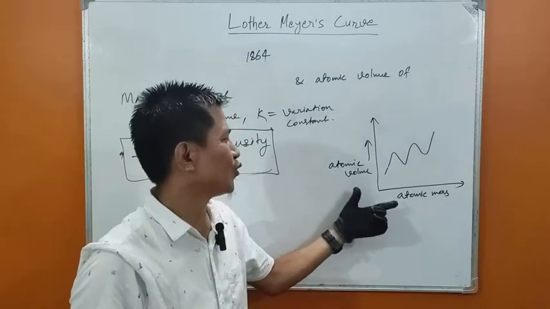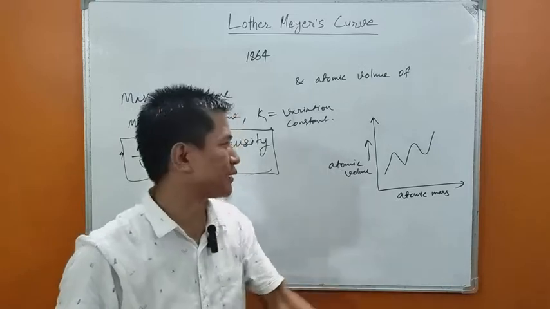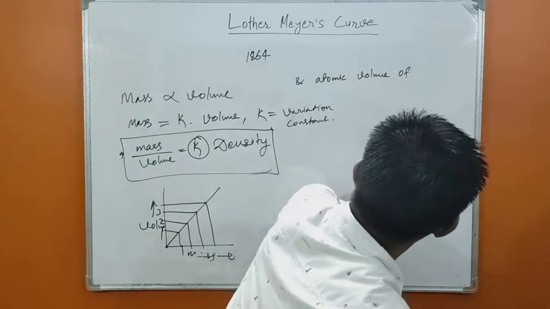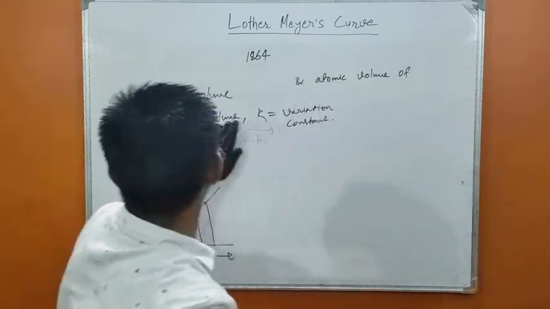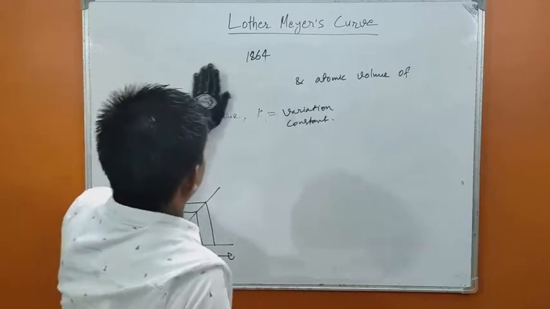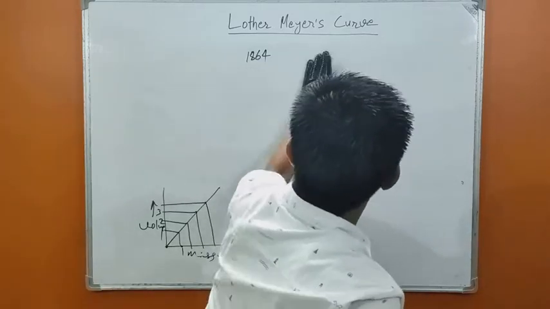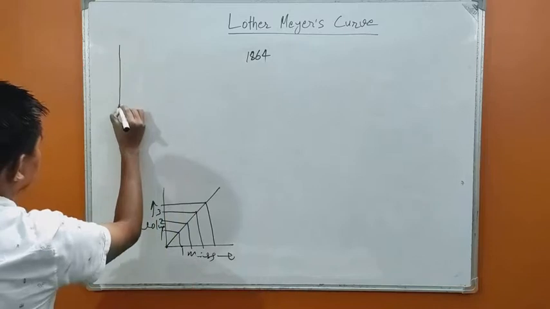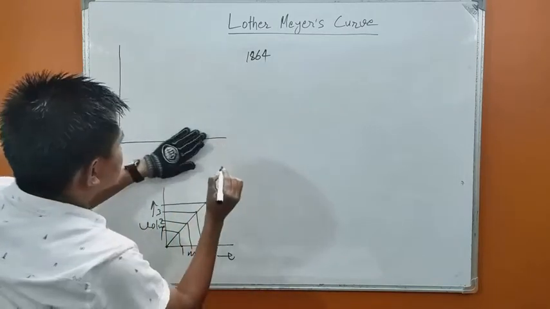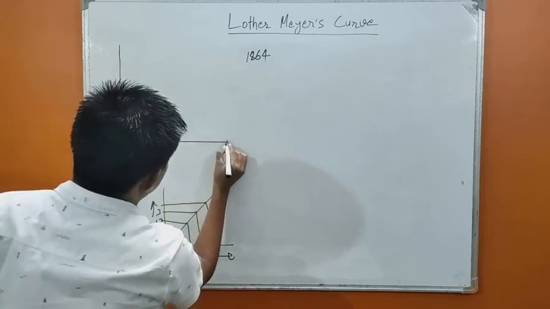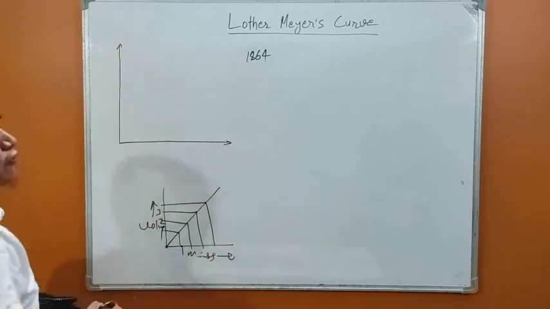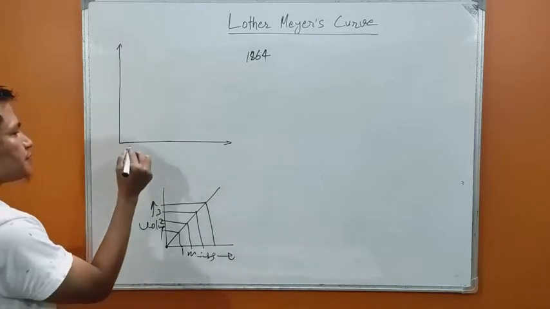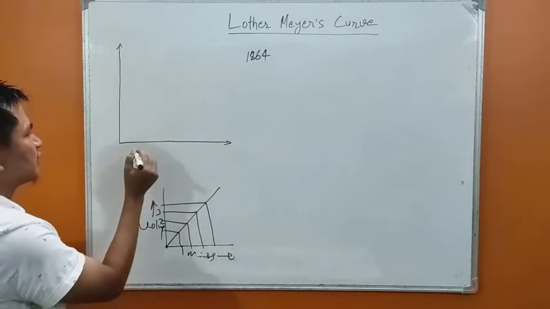But this is not what Lothar Meyer got when he experimented with atomic volume versus atomic mass. Okay, let's see his curve. Let us forget all this and let us see Lothar Meyer's curve. I am drawing this just for demonstration. Please do not understand this as the exact graph of Lothar Meyer. I am just drawing this for demonstration. It somewhat resembles like this.